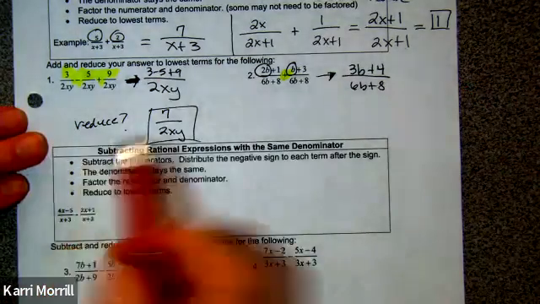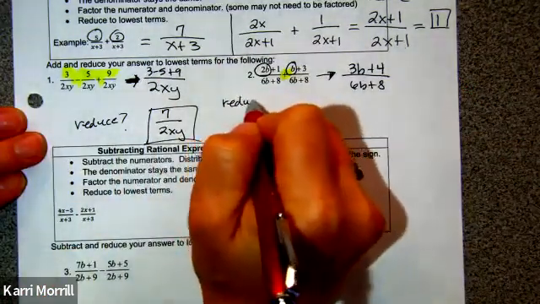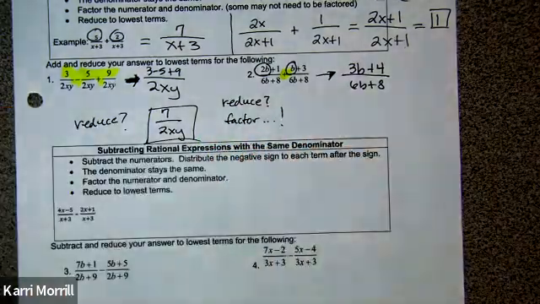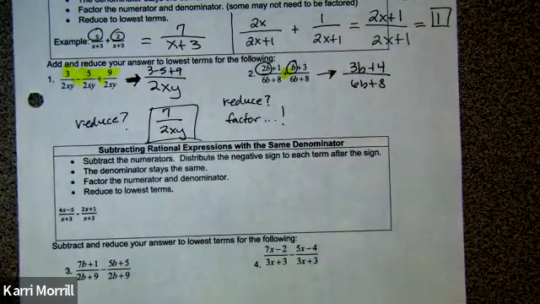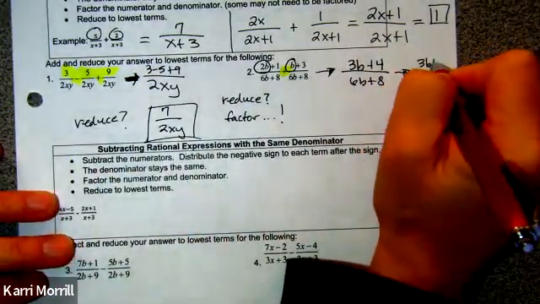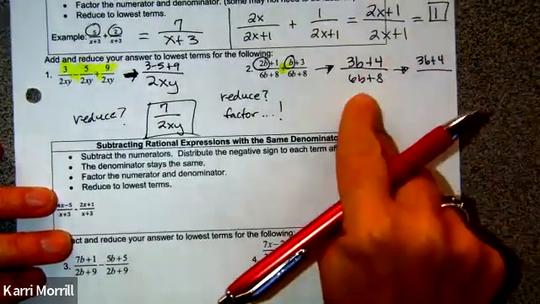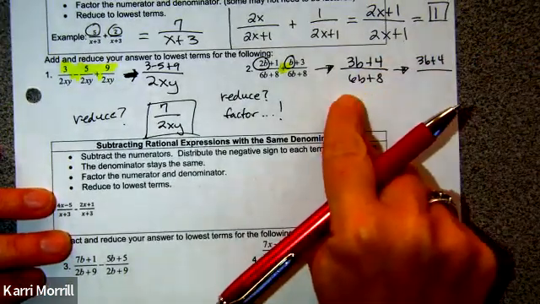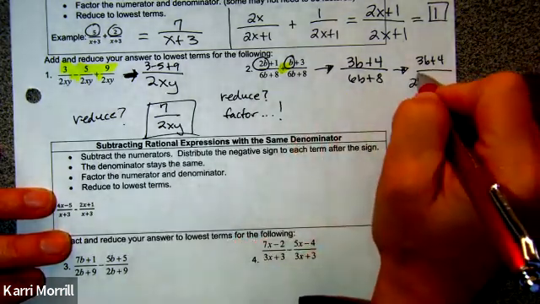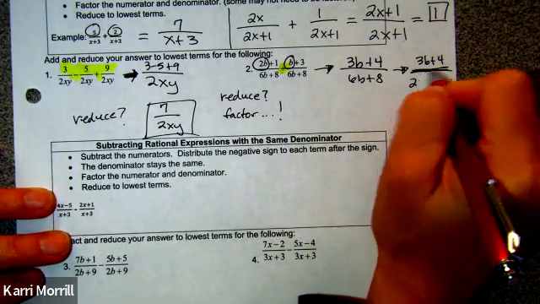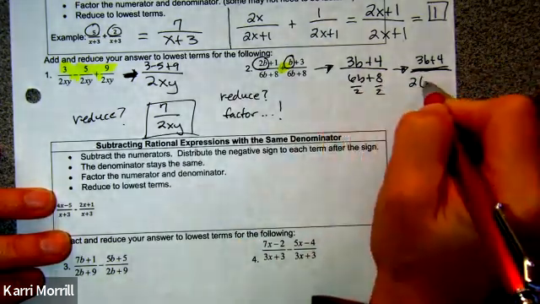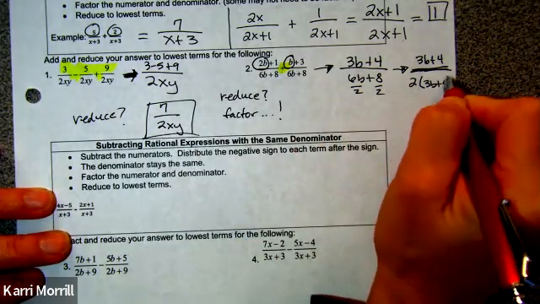So over here, I said reduce. I'm looking to see if I can reduce this one, but remember, if you have more than one term, that means you must factor. The top can't factor, 3b plus 4. They don't have anything in common, but is there a GCF down here? 6 and 8 are both even numbers, so we know we can pull out a 2, couldn't we? So when we do that, we would divide by 2, so that would give me a 3b plus 4.